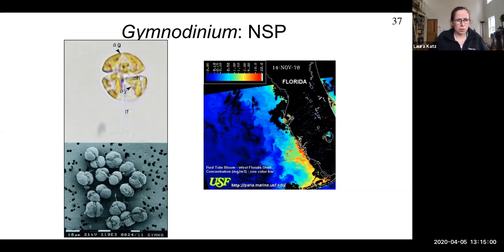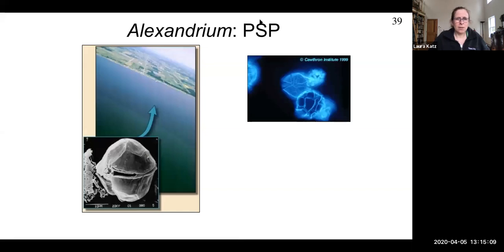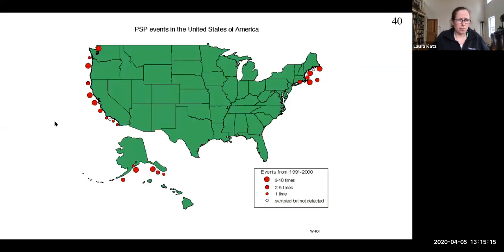It has a global climate change link to it. And here's a history of some of these events in the Gulf and along Florida. Alexandrium is a genus that causes paralytic shellfish poisoning. And here is where it's found in the north and the west coast.